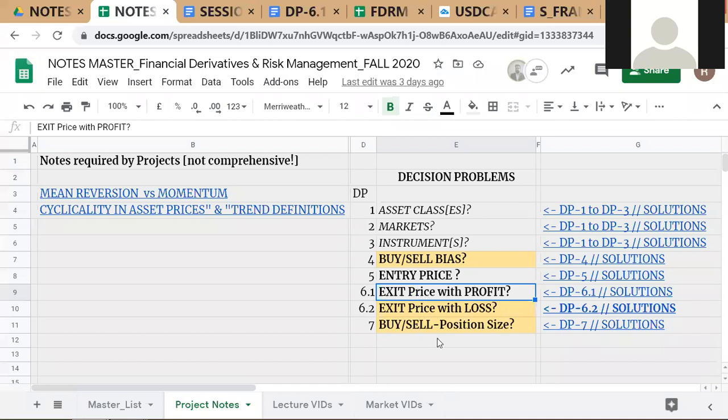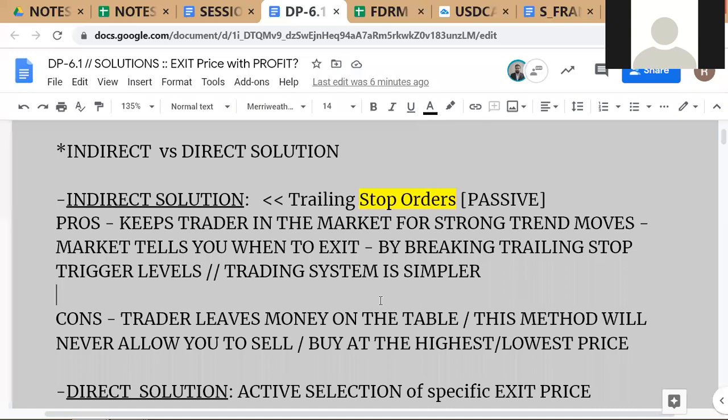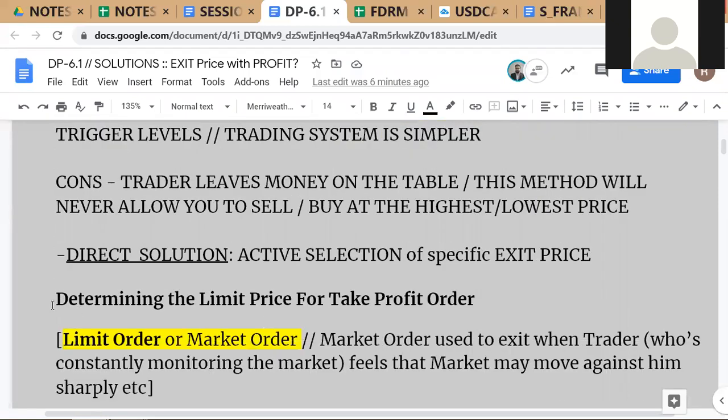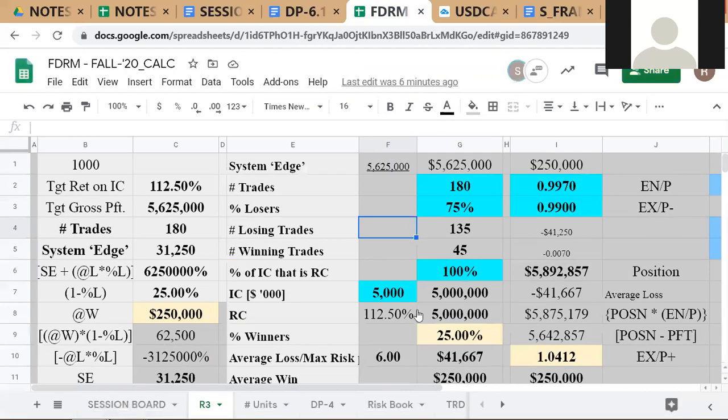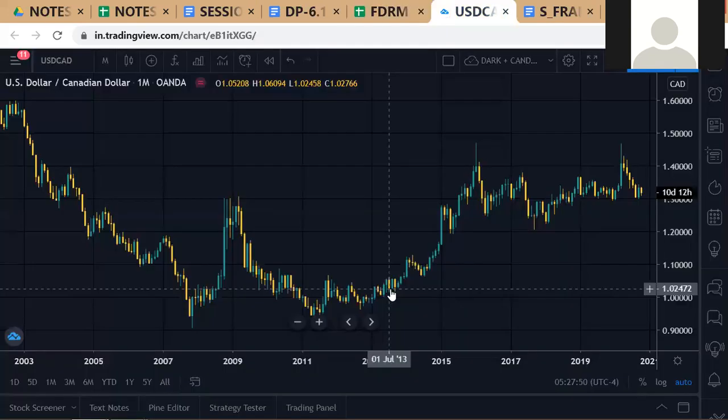So then we also looked at entry price, separate decision, and market order, limit order, all these things. Then we looked at exit price with profit, the more important discussion. We had the discussion on trading stops. And we looked at the direct solution, which is basically determining the limit price for the take profit order. Now, again, you will find very often when people go long here, maybe they put the stop here, when it comes to the question of, okay, at what price should I take my profit? Many people, even in the industry, determine it in a very arbitrary way. But actually, it is not right to do it that way.